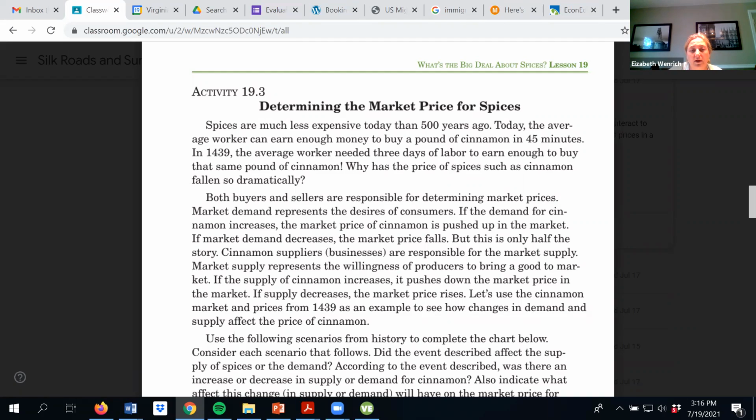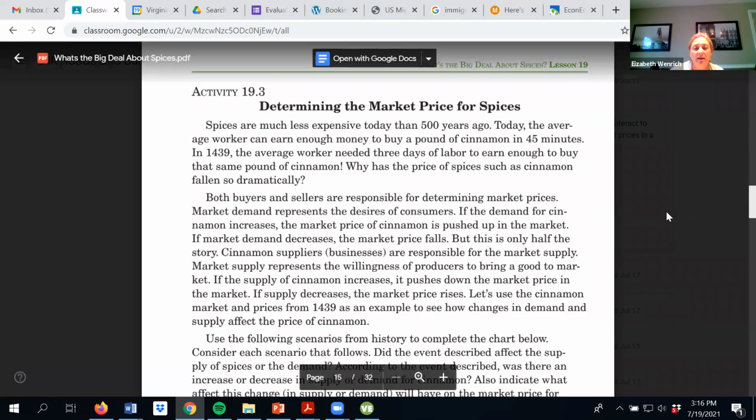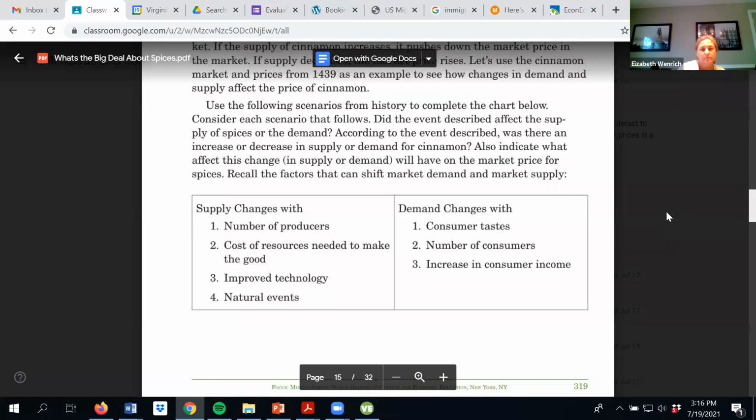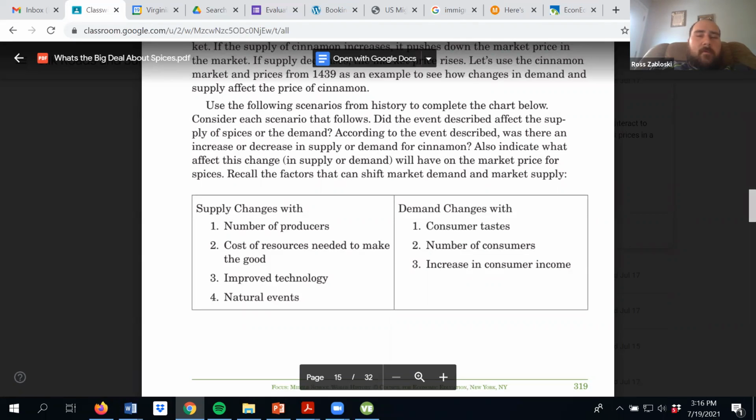Let's use cinnamon market and prices from 1439 as an example to see how changes in demand and supply affect the price of cinnamon. Use the following scenarios from history to complete the chart below. Consider each scenario that follows. Did the event described affect the supply of spices or the demand? According to the event described, was there an increase or decrease in supply or demand for cinnamon? Also indicate what effect this change in supply or demand will have on the market price for spices. Recall the factors that can shift market demand and market supply.